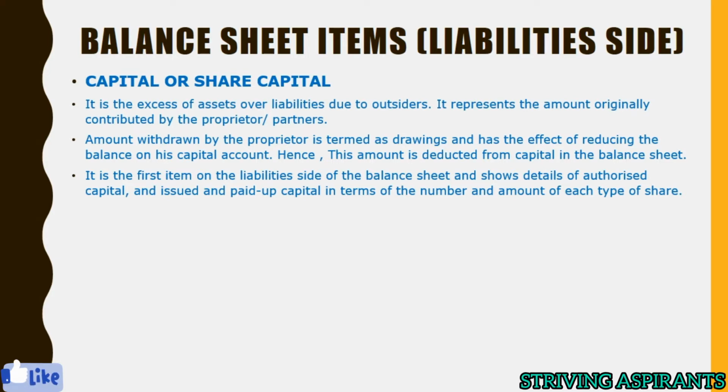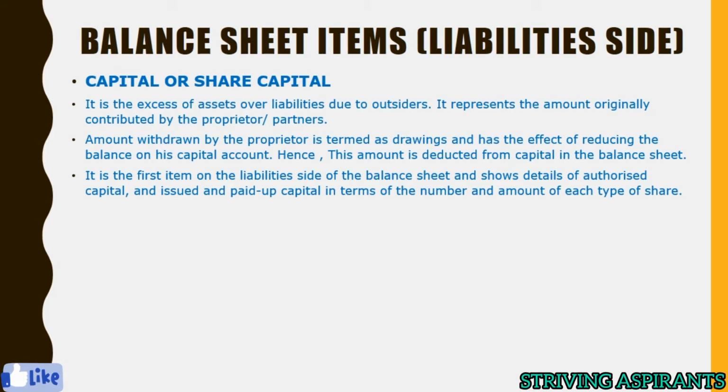If the proprietor is taking some money from the capital amounts, that amount is called drawings. In such a case, we have to deduct that amount from the capital and show it on the liability side of the balance sheet, if there are any drawings amounts.